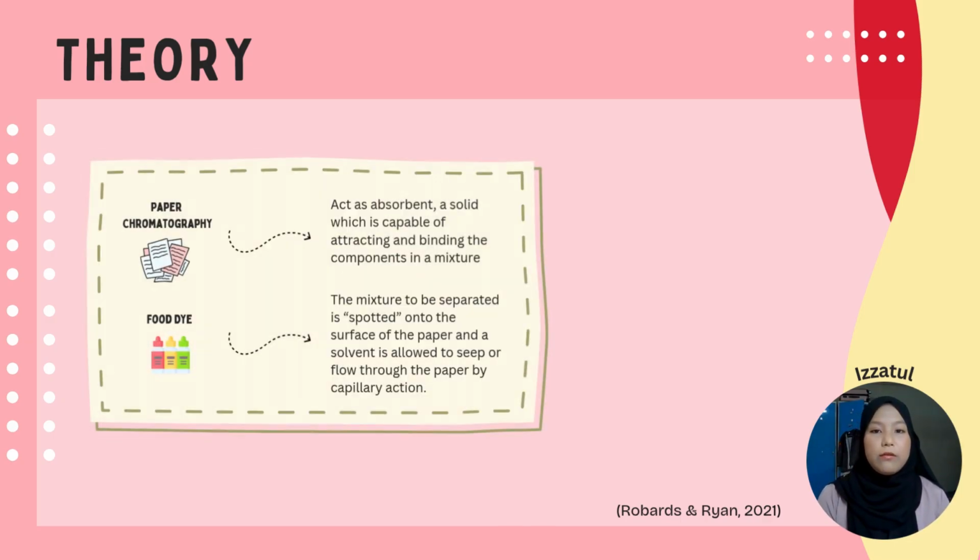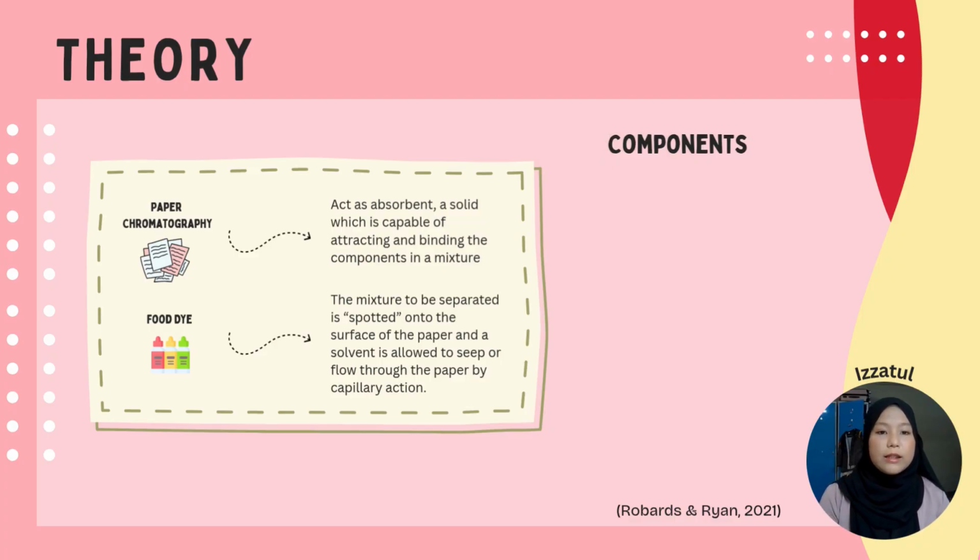For paper chromatography, it acts as an absorbent, a solid which is capable of attracting and binding the components in a mixture. And the food dye is the mixture to be separated that is spotted onto the surface of the paper. And the solvent is allowed to seep or flow through the paper by capillary action.